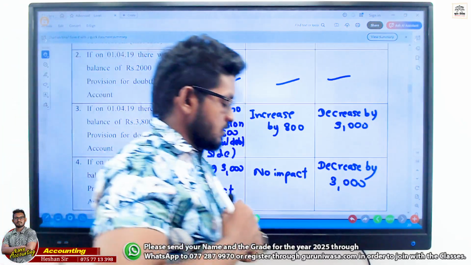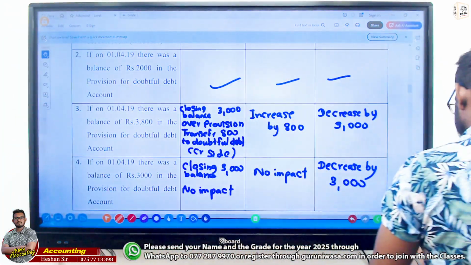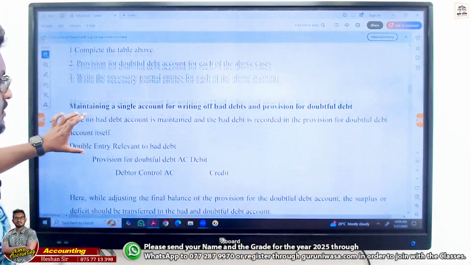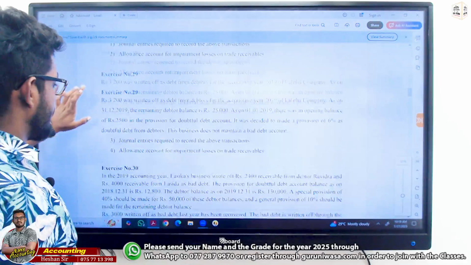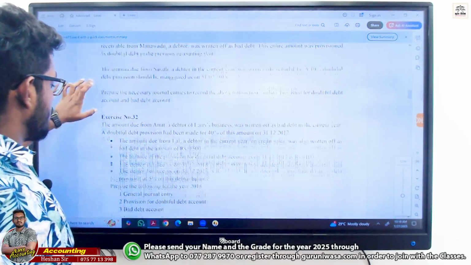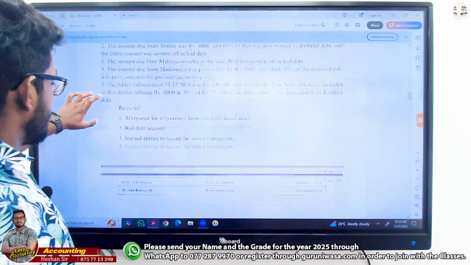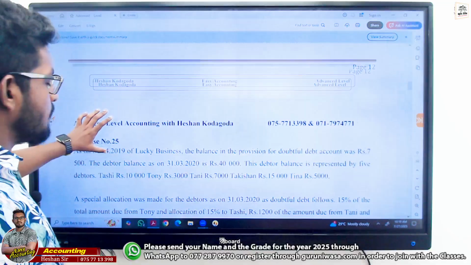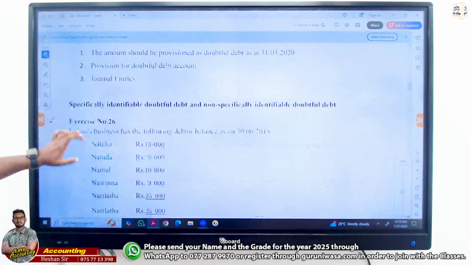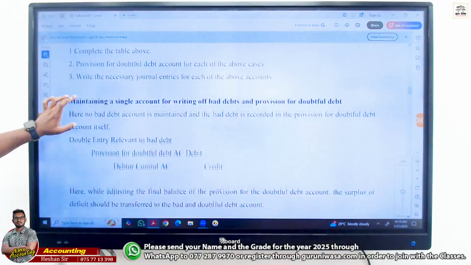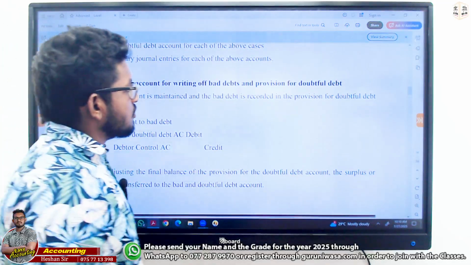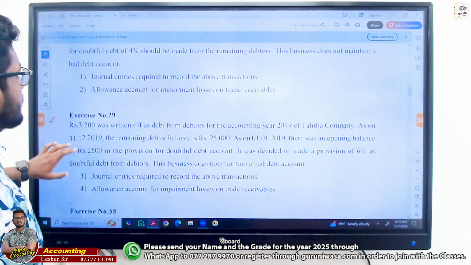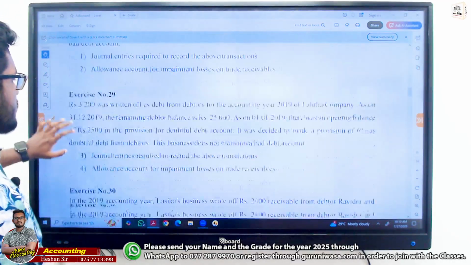Right. Okay. Easy, creative, send me a thumbs up. Then we need to do the single account and the other things, right? About general provision and the other things, I will cover next. We need to do special provision and the general provision. And another thing, there is a situation of maintaining a single account for writing off bad debts and provision for doubtful debt. For both, we maintain the single account, right?